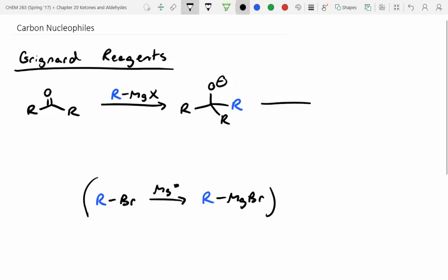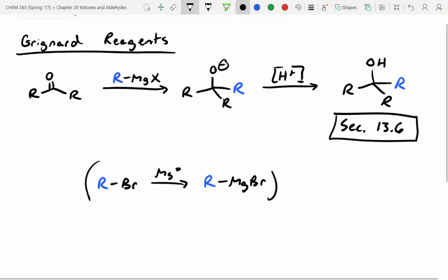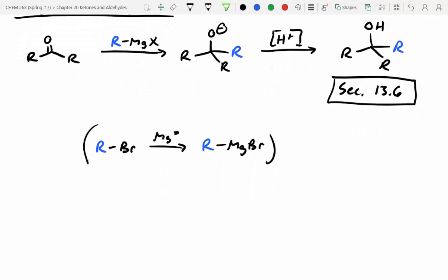And then last but not least, we add in some sort of proton source. And we can get this reaction to stop. And really, this is the only way we know of making tertiary alcohols besides SN1 chemistry. If you want to review this anymore, this is in section 13.6. We're not going to spend too much time on Grignard review. There are some other carbon-based nucleophiles. These are called cyanohydrins.